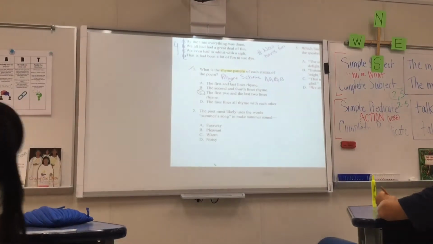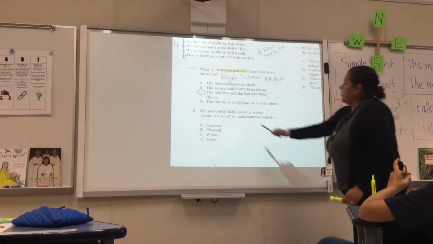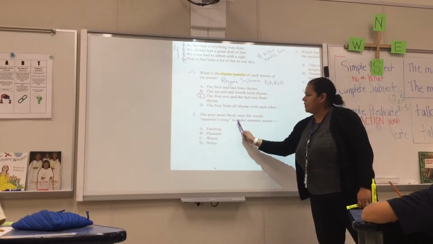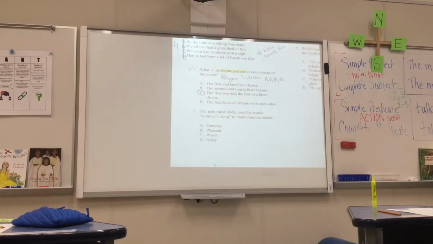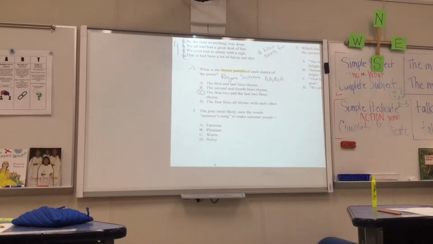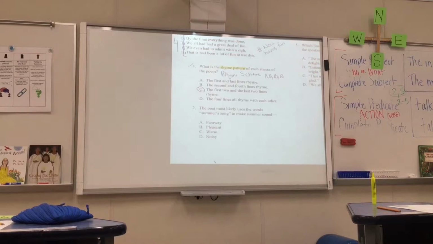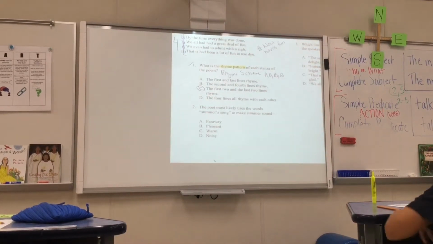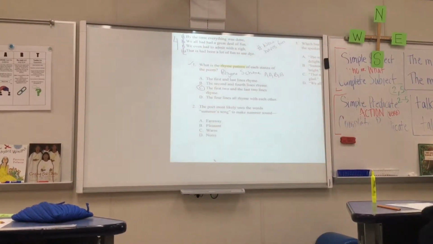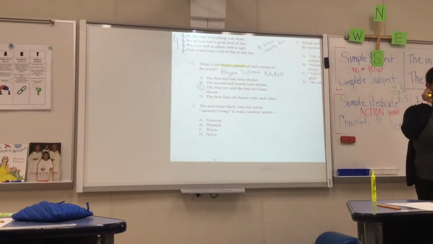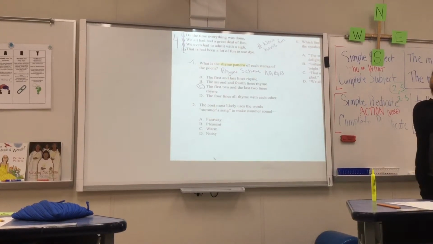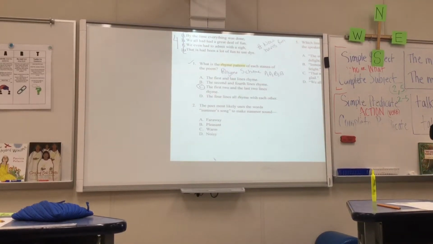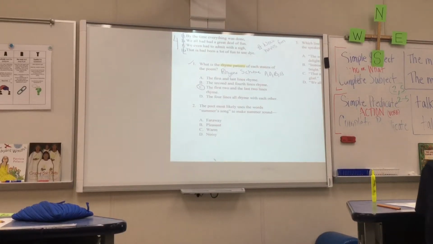Question 2. Andrea, read just the question, or just the sentence. The poet most likely uses the words summer song to make summer sound. There you go. What's important here? What are they asking for me to look for? What do I need to do? What are my keywords to tell my brain, okay, this is what I need to focus on, this is what I need to answer? What do you think? Nathan? Why they use the words summer song?